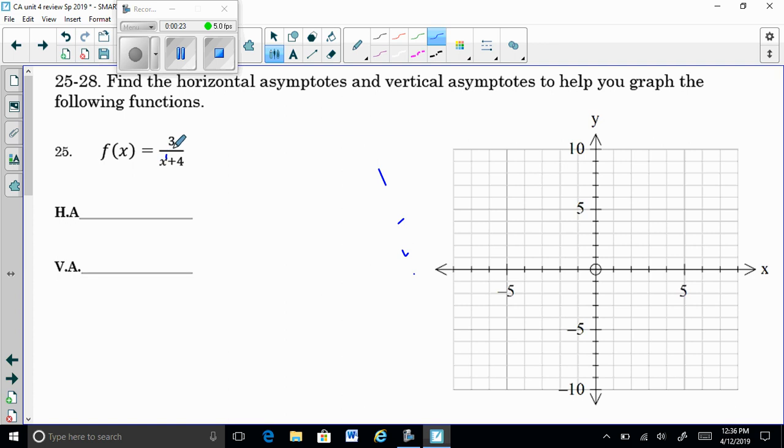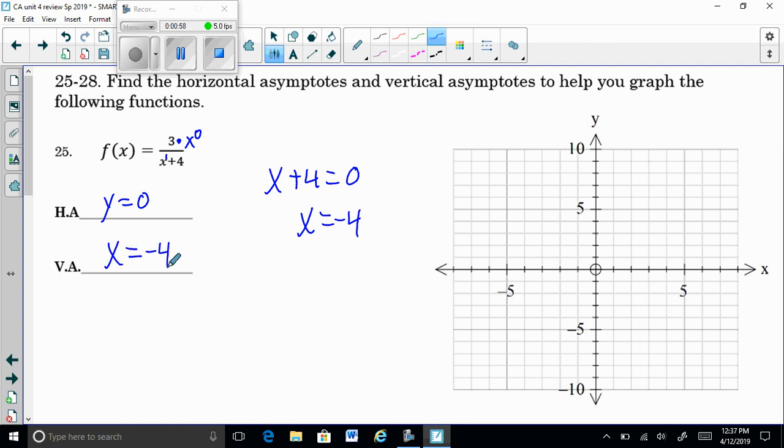If the one on top is smaller than the one on bottom, it automatically is going to be y equals 0. Basically, if there is no variable there, its exponent is basically 0. So the power on top is smaller, so it defaults to that. Now for the vertical asymptote, you take the denominator and set that equal to 0 and solve. So you get x equals -4.